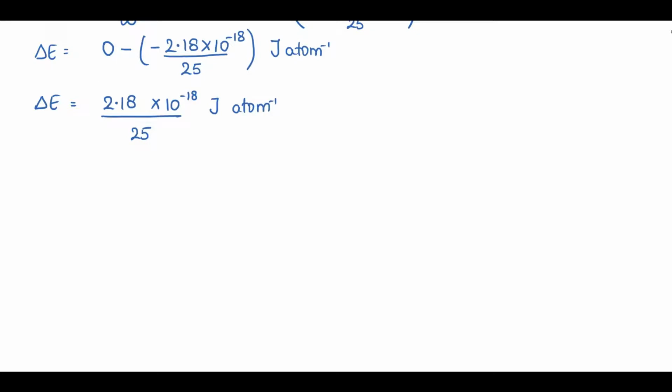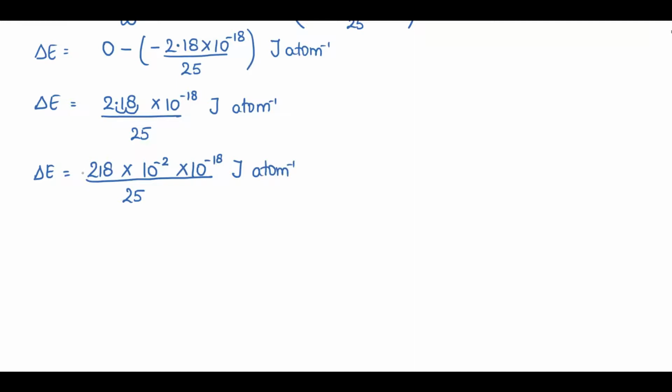Now if you'll see, this 2.18 is less than 25. So what I'll do, I'll simply convert this 2.18 in higher terms so that I can divide this 2.18 easily with 25. Right? So for this, I'll displace this decimal up to 2 digits, right? So if I am displacing decimal from left to right, my power will be negative, right? I am displacing up to 2 digits. So power will be 10 raised to power minus 2 into 10 raised to power minus 18 divided by 25. Units I am having joule atom inverse.